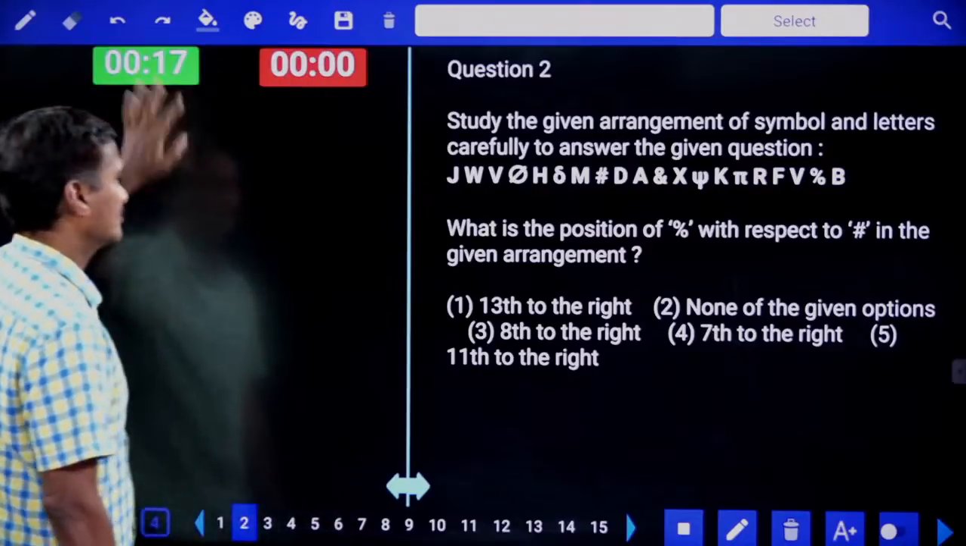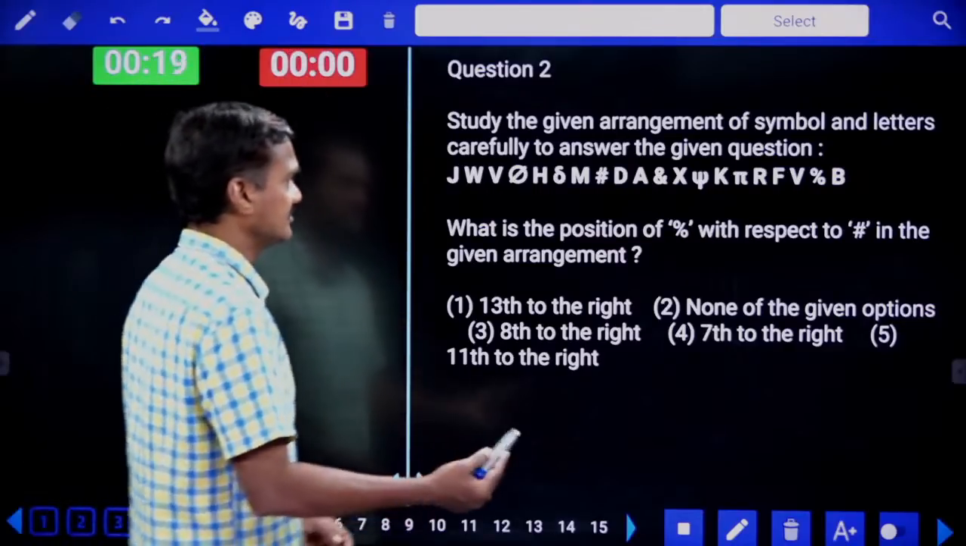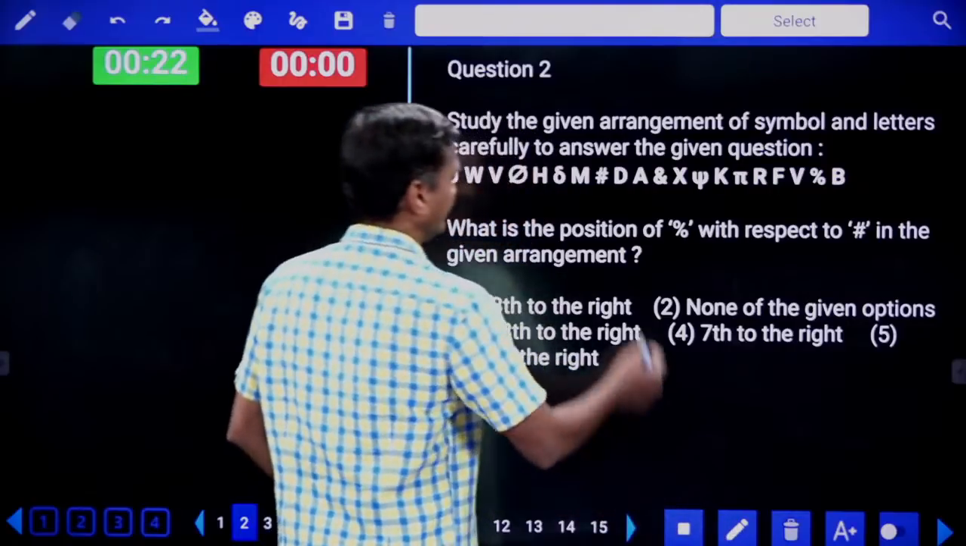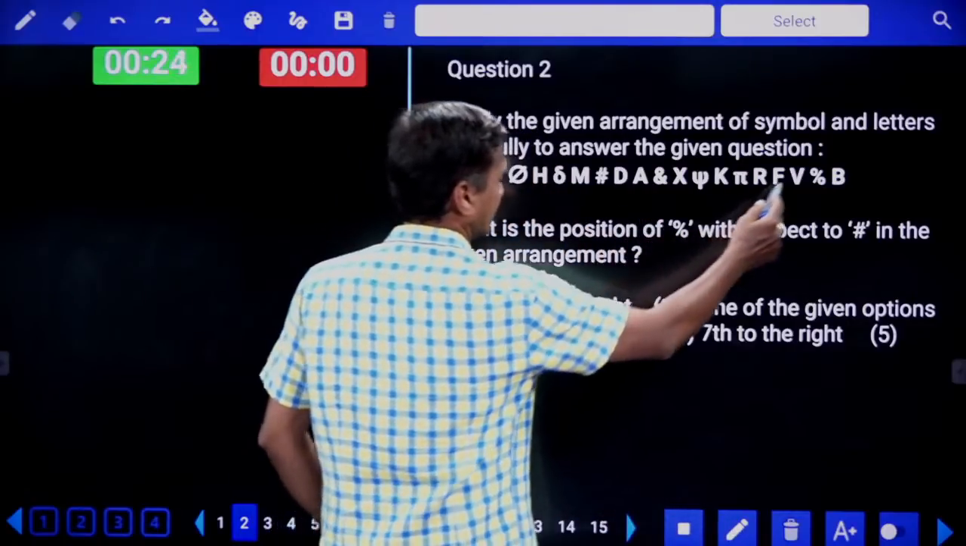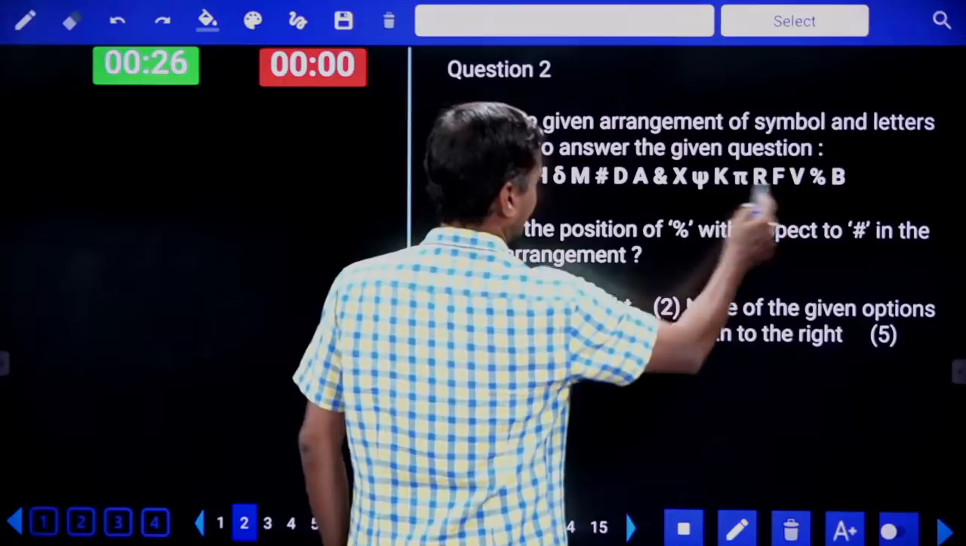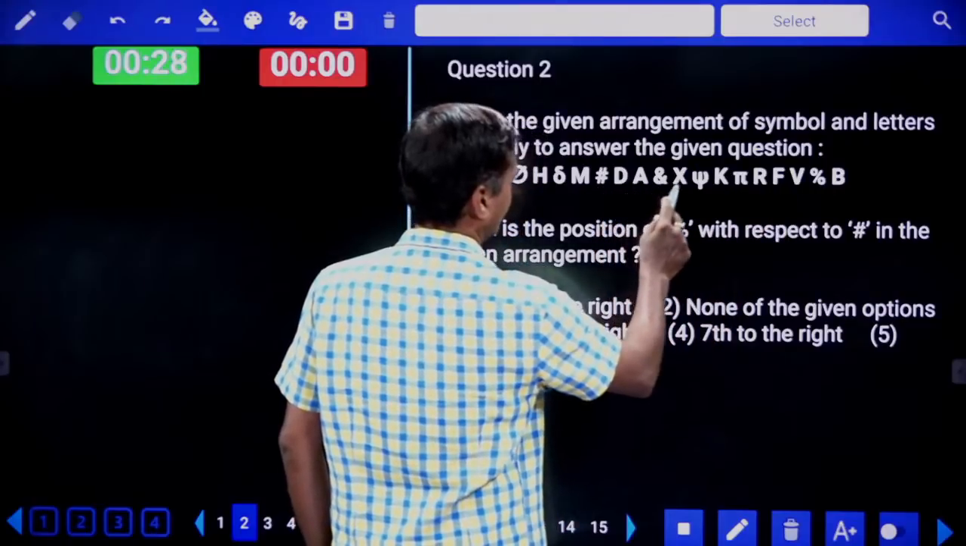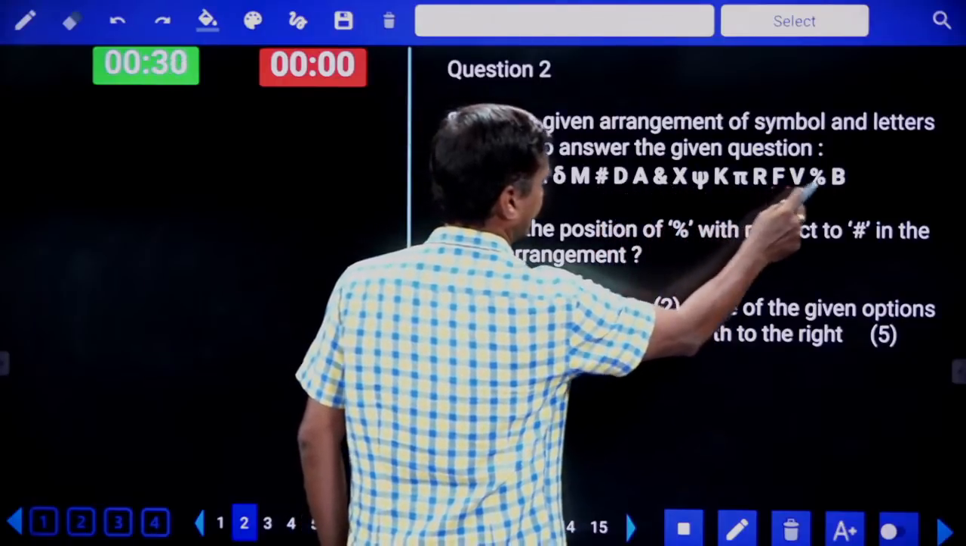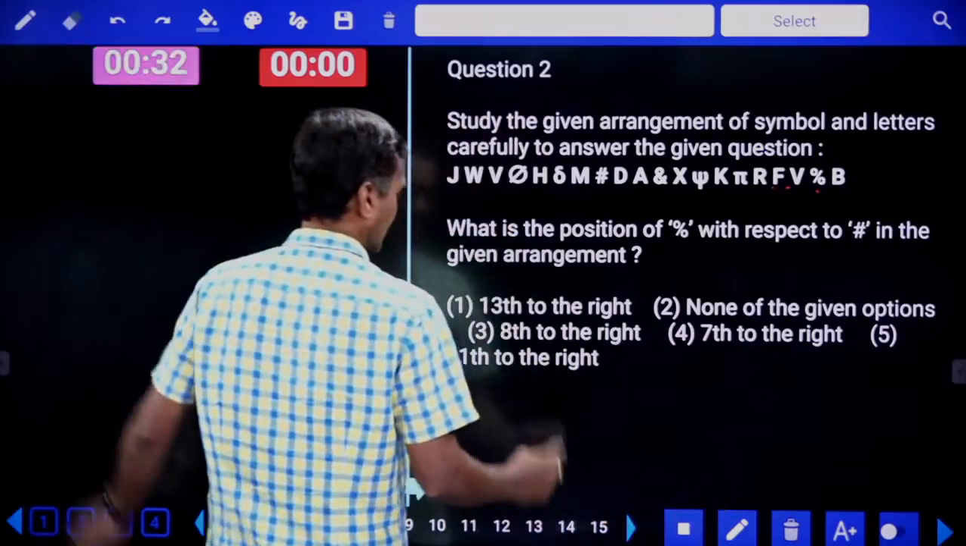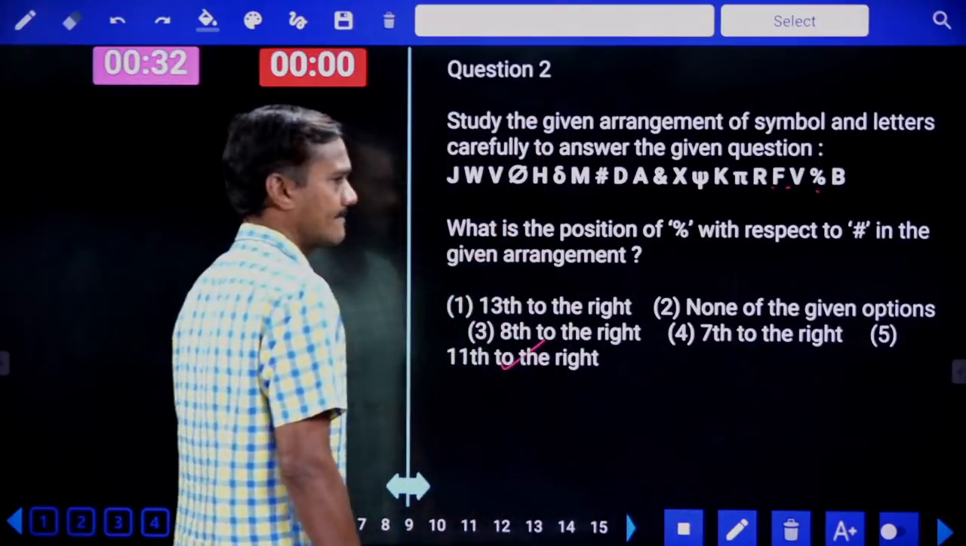Now coming to question number 2. What is the position of percentage with respect to hash? And with respect to hash, percentage, what is the position with hash? Where is hash? 1, 2, 3, 4, 5, 6, 7, 8, 9, 10, 11. Then 11th from the right. 11th to the right, that is choice 5.